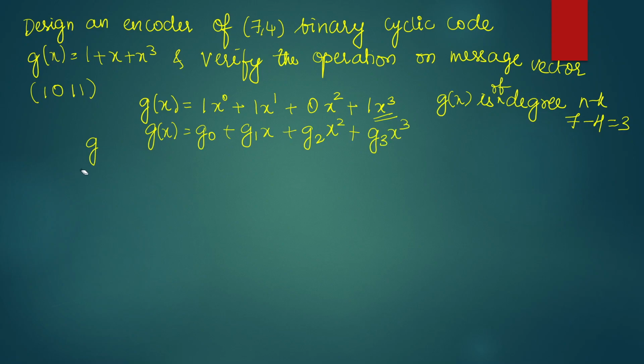So comparing this, we obtain g0 is equal to 1, then g1 is equal to 1, then g2 is equal to 0, g3 is equal to 1. So these are the coefficients of the generator polynomial. Using this, we shall write.